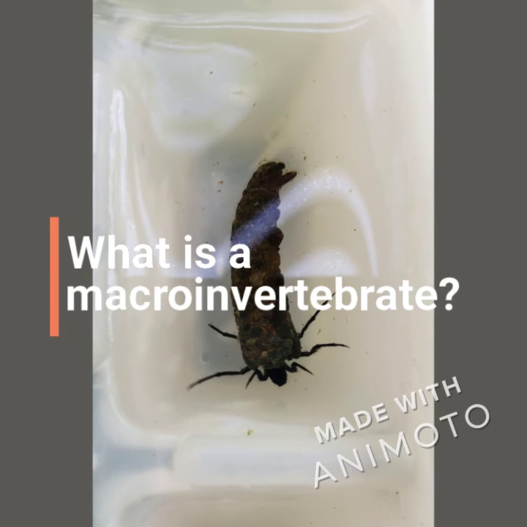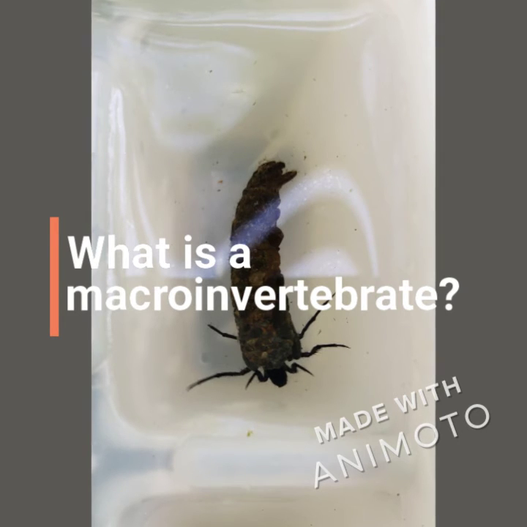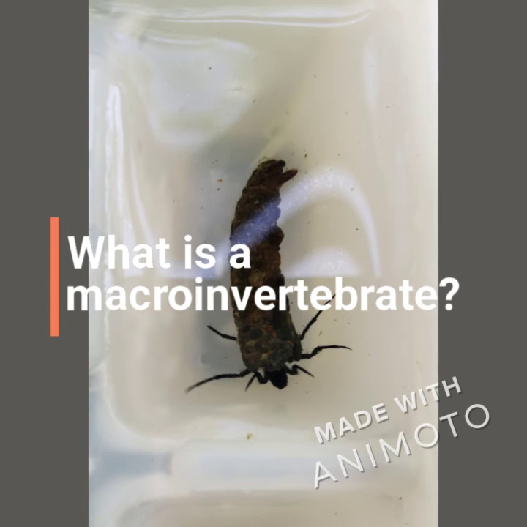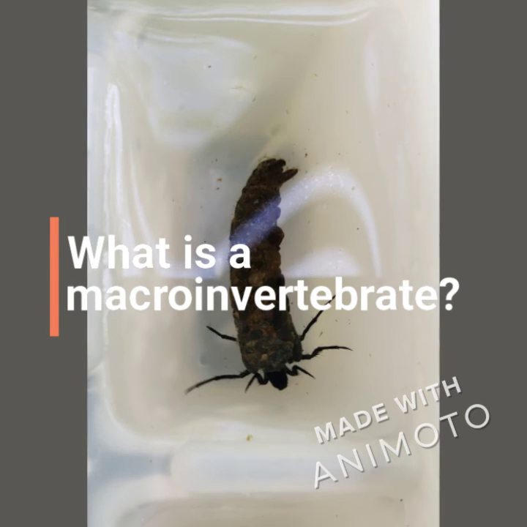What is a macroinvertebrate? A macroinvertebrate is any sort of invertebrate, so a creature without a spine, that is large enough to be seen without a microscope. So this could include a crustacean like a crawdad, mollusks like snails or mussels, or insects like this caddisfly larva pictured here. Let's go to Lucy to learn more about macroinvertebrates.